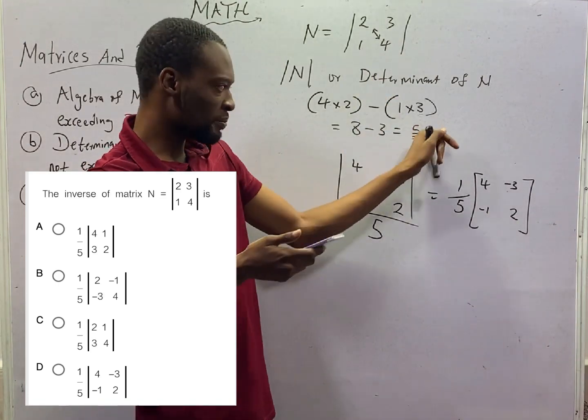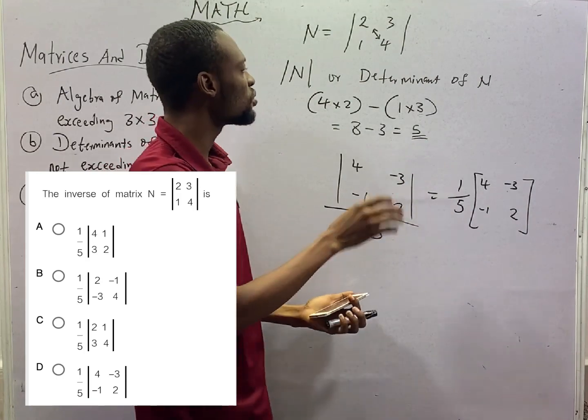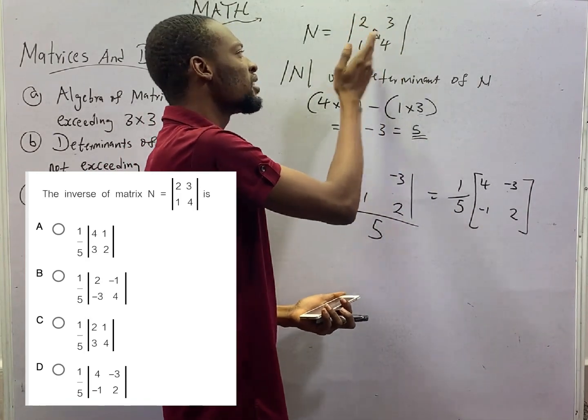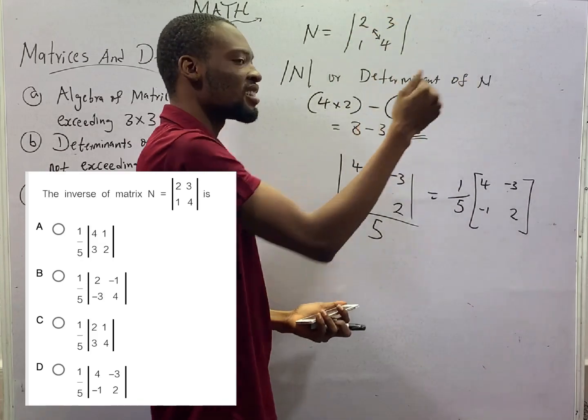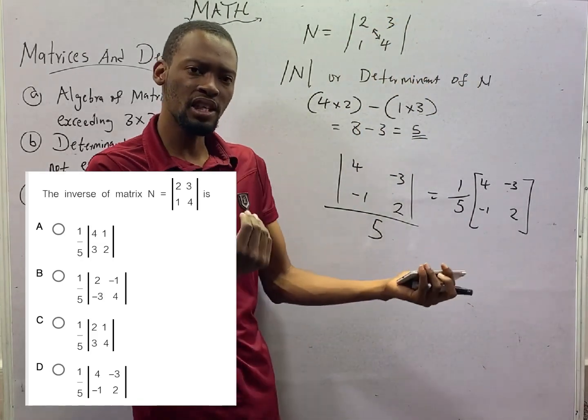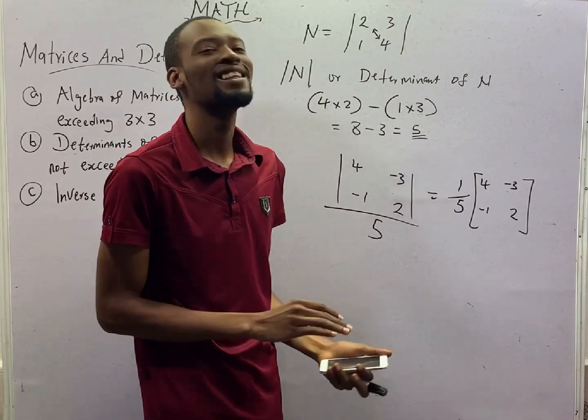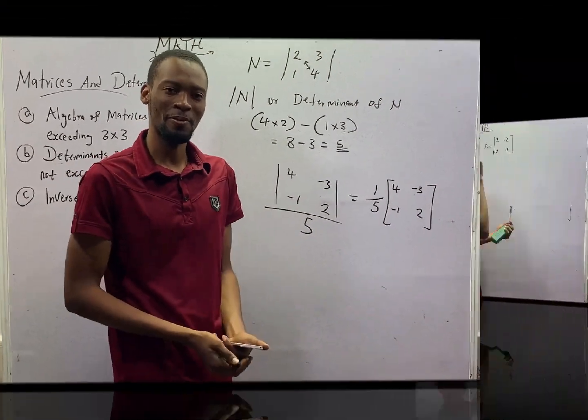That is how to find the inverse of any 2 by 2 matrix. You look for the determinant, then you switch. The one that is here, take it down. The one that is down, take it up. Then the ones that are here, change their signs. If they were positive, change to negative. If they are negative, change to positive. That is it. Let's see another example.